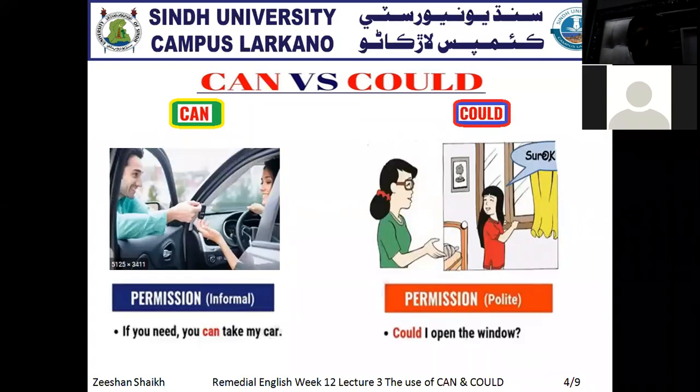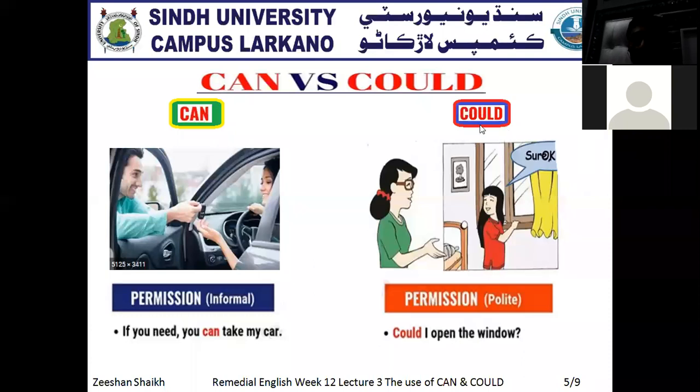And the third one, as I already taught you, is can with the permission in an informal manner. We use can for permission, but it is in an informal manner. The example is given: if you need, you can take my car. Means if the person needs a car, definitely another person can allow him, or permit him, to use his car or her car. So that's why it is used for permission, but in an informal manner.